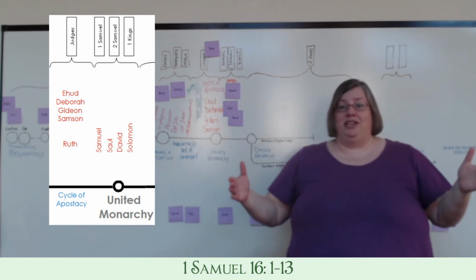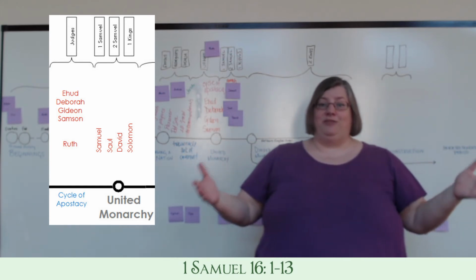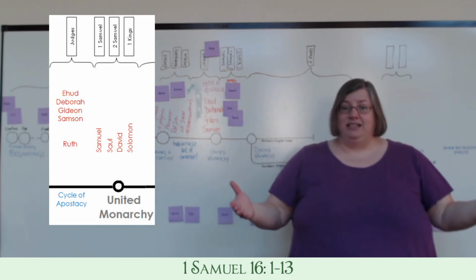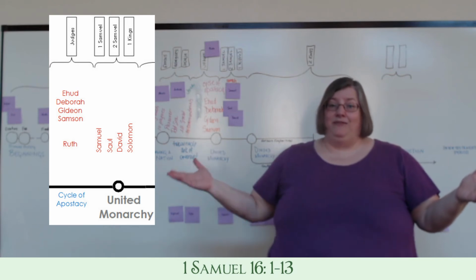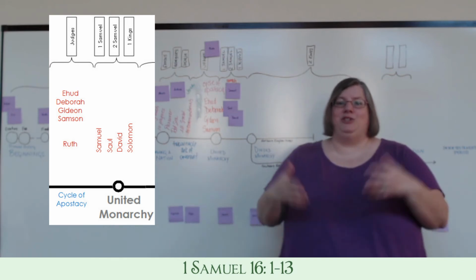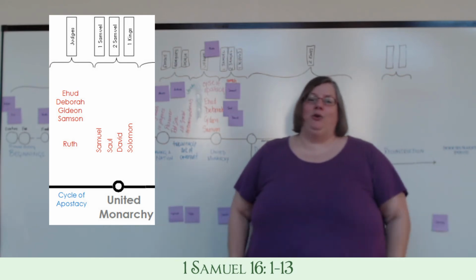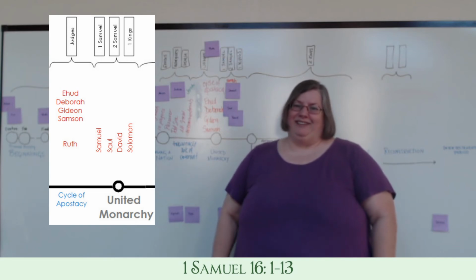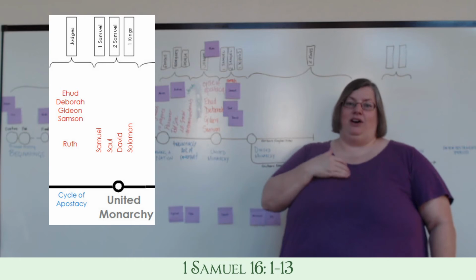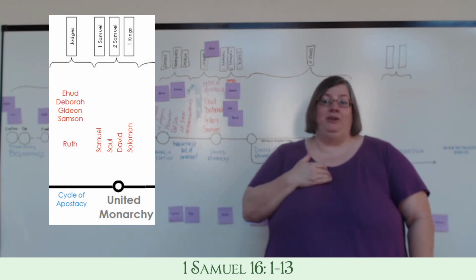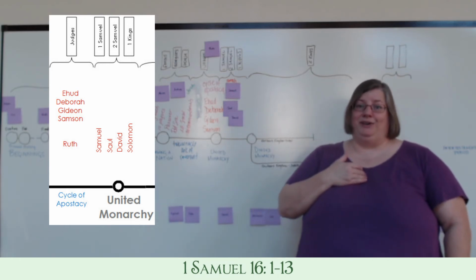It's only when Samuel has gone to the last son that he turns to the father, Jesse, and says, is this it? And Jesse's like, well, there's David. He's out in the field. He's the runt of the litter. There's no expectation that he will be a great man, much less king. And so here we see that God, again, looks at the heart. And in fact, David will be known as a man after God's own heart.